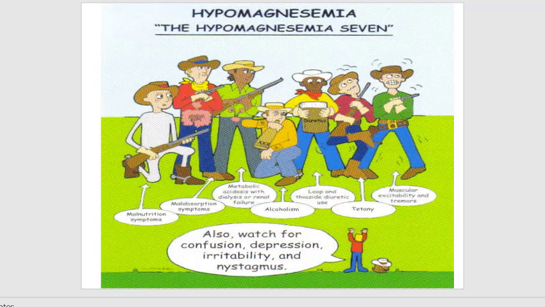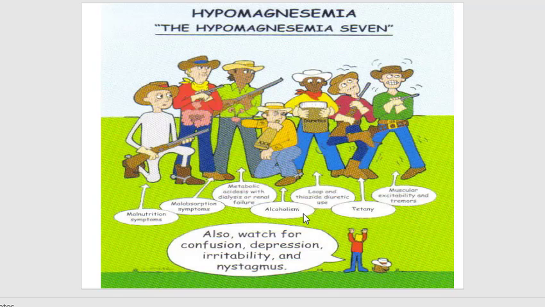Another one here we see is the metabolic acidosis with dialysis or renal failure. And this is because with dialysis and renal failure, in the metabolic acidosis, you actually can cause the kidney to lose the magnesium.